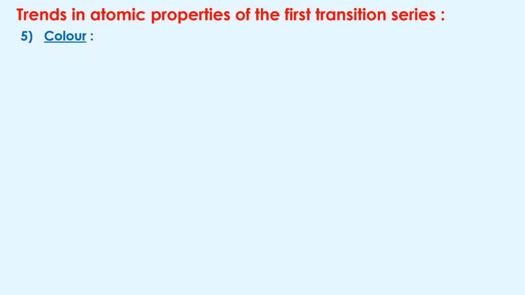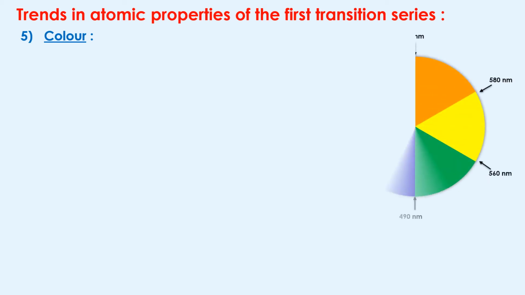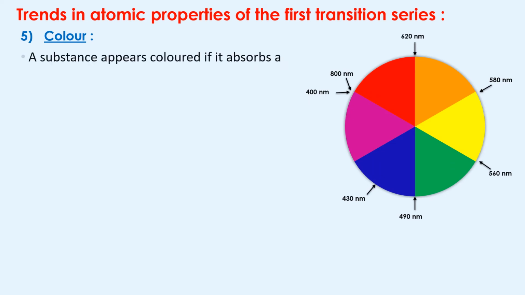Now we start with colors. If you observe, whenever a substance appears colored, why does it appear colored? Because it absorbs a portion of visible light, as you see in this diagram. When your substance absorbs light in the visible region, at that time your substance will appear colored in nature.